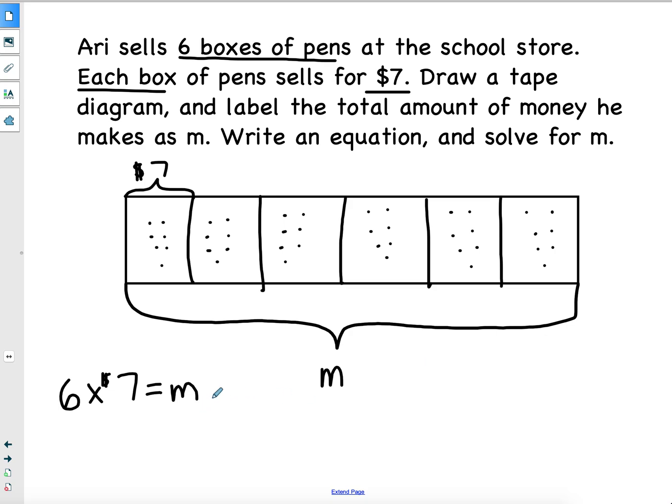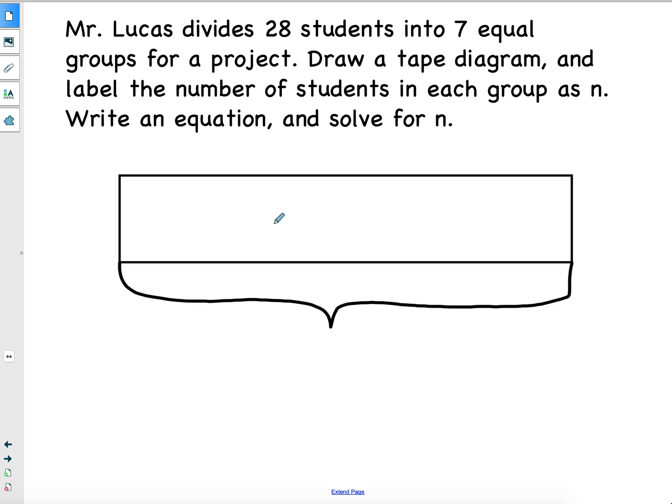And I realized that there are 42 altogether when I add them all up. So M, the amount of money he makes, is $42. Because 6 times 7 is 42. So I want you to try this one. We're going to read it together and then you're going to solve.